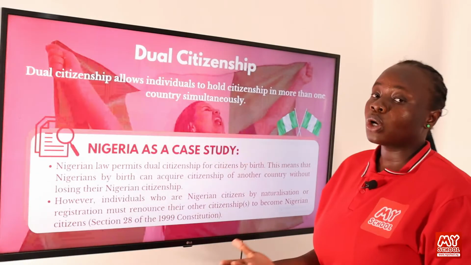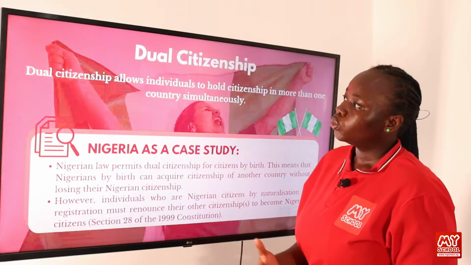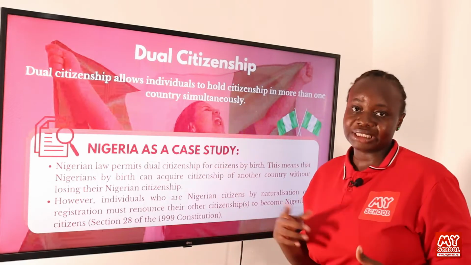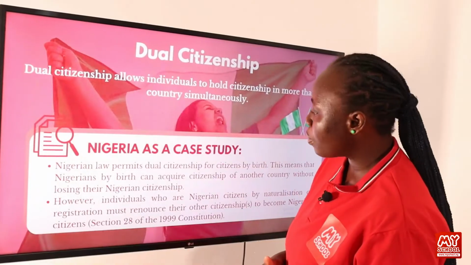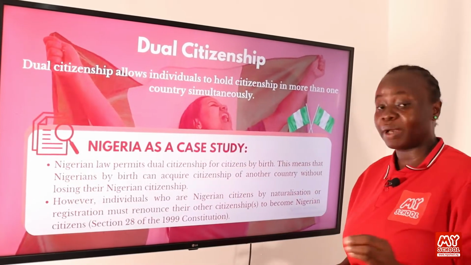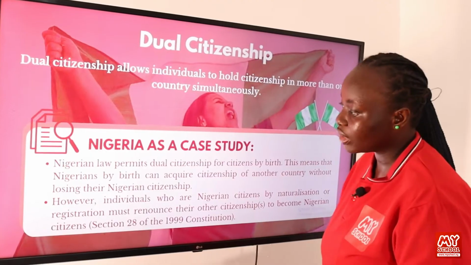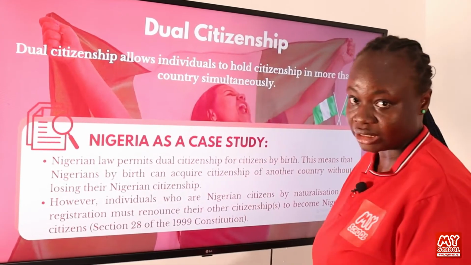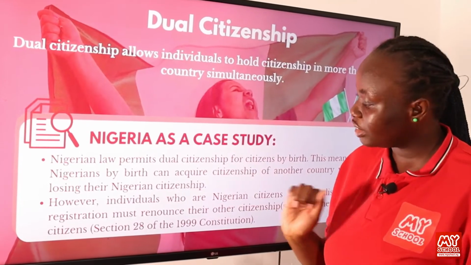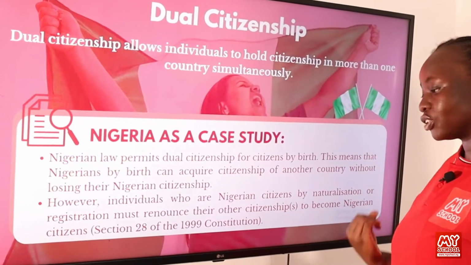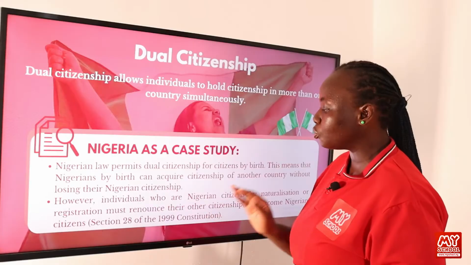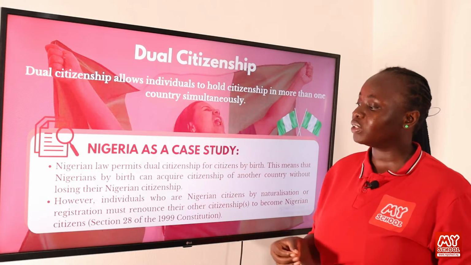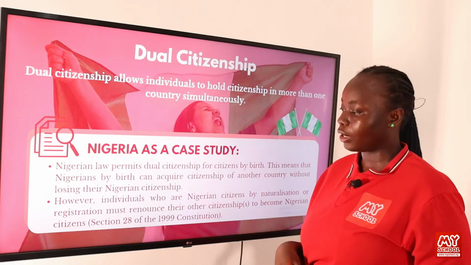All right, you can also acquire dual citizenship. So dual citizenship allows individuals to hold citizenship in more than one country simultaneously. Nigerian law permits dual citizenship for citizens by birth. So this means that Nigerians by birth can acquire citizenship of another country without losing their Nigerian citizenship. However, individuals who are Nigerian citizens by naturalization or registration must renounce their other citizenships to become Nigerian citizens. And we can find all of this in section 28 of the 1999 Constitution.